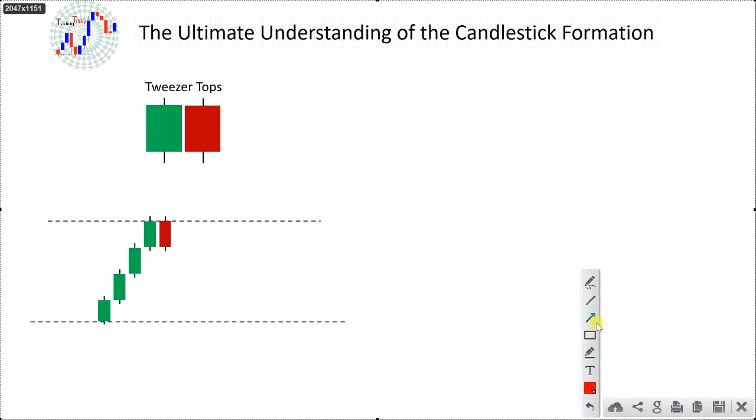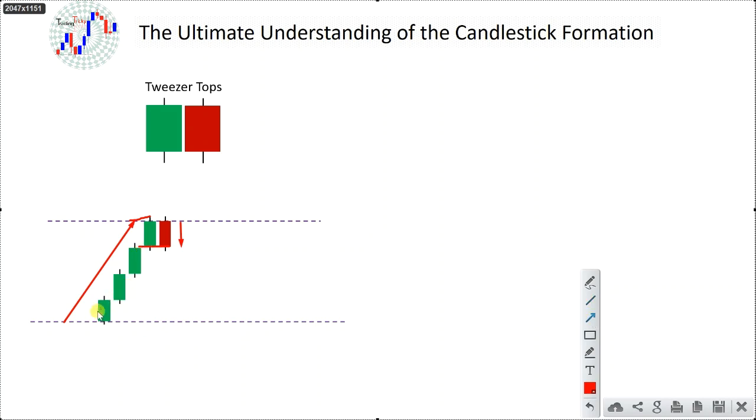Let's analyze this market. What will happen after this tweezer tops pattern? We know the market force. This is a very strong force from buyers. The market stops at the level. Then we can see a strong sellers' entry. The closing point is exactly at the level. What does this mean?